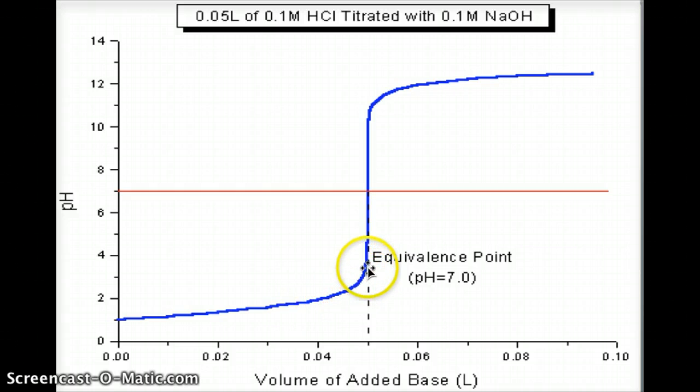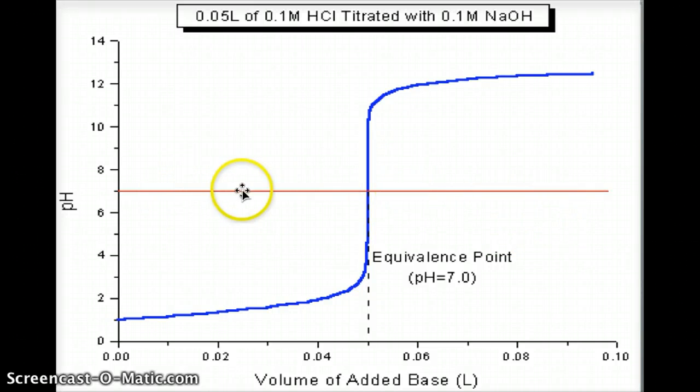Oh, it's changing color, it's going from clear to pink. It's going to pink, but it's turning back to clear. It's still clear, and then it turns pink, and it stays pink. Then you stop it. You stop the sodium hydroxide from dripping. And this is called your equivalence point.